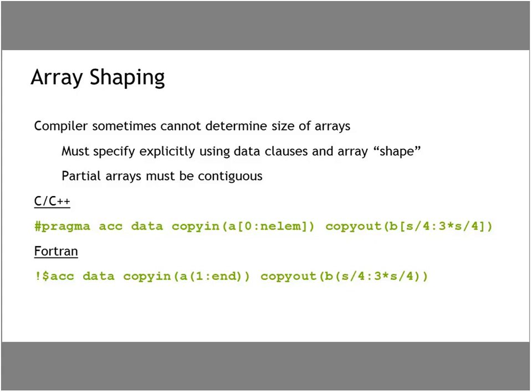And similarly, we can give a partial array using the copy out. So this is how we will provide the shape. So let's add these clauses to give shape to our arrays that the compiler is complaining about.